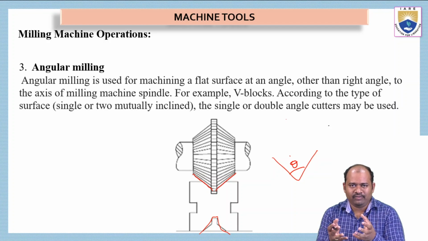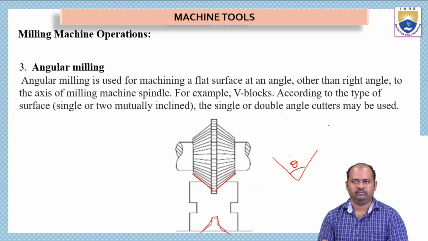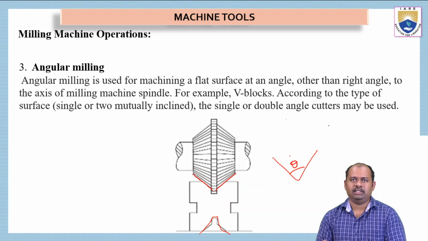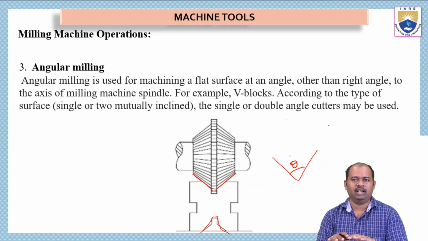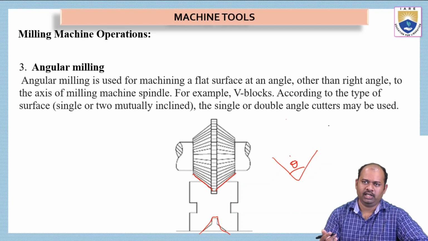So the tool itself is in an inclined manner. It is in the V shape. It will give a V shape onto the workpiece also when it is in contact with the workpiece. Okay. So this is angular milling, where we can get inclined surfaces. So we can convert the flat surface into an inclined surface.